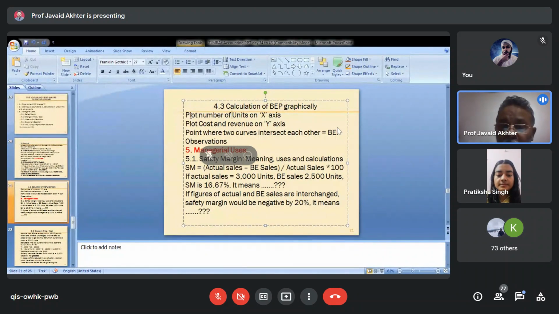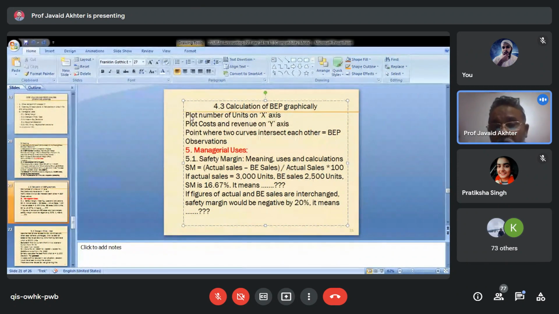So you plot units on X-axis and you plot costs, as well as revenue, on Y-axis. When you do so, the point where the two curves intersect each other will be your break-even point. So the steps are written. You take out a graph paper or simple paper, put units on X.